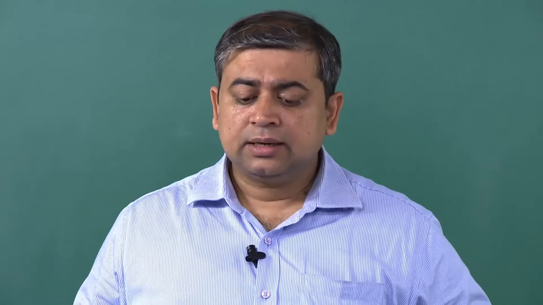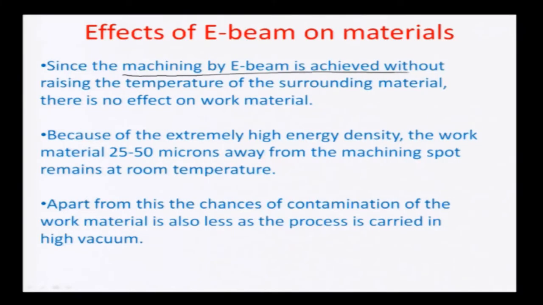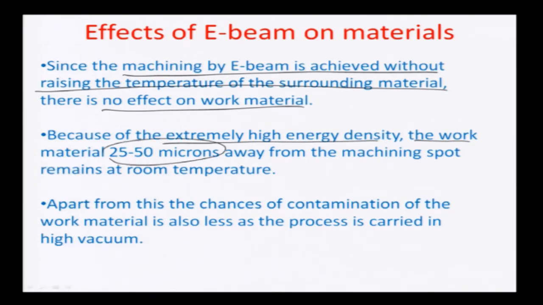The other important points about e-beam before we stop this lecture is that since the machining by e-beam is achieved without raising the temperature of the surrounding material, there is no effect as such on the work material. So, it is a very high resolution process as has been illustrated before. The surrounding material really remains unaffected. Because of the extremely high energy density, the work material, even up to the extent of only 25 to 50 microns away from the machining spot, still remains at room temperature. Okay. So, whatever deliverance of heat energy is associated with the e-beam process is really limited to the work area for which it is intended or targeted. So, distances as small as about 50 microns from that work area by and large are unaffected. So, e-beam is a very good process as far as machining accuracy is concerned.